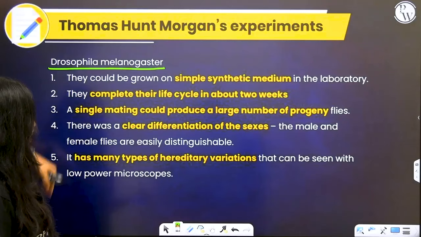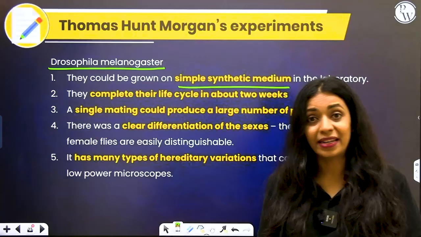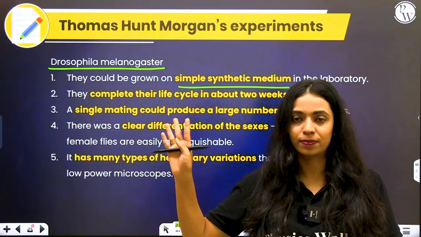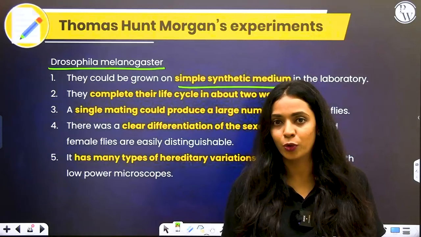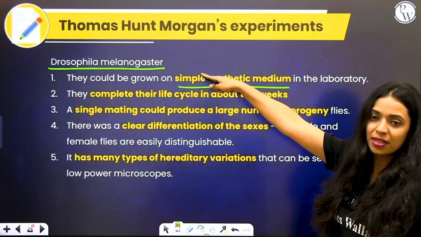What are the reasons why he chose this for his experiment? This is an important question for your board exams. They could be grown on simple synthetic medium. Whenever you're growing animals or bacteria or whichever organism for research, you will have to provide that organism with the nutrients that it requires, right? Because it cannot go hunting for food. It's in the laboratory. If you want them to survive so you can use them for your experiment, you have to give them whatever food it needs. What food it needs is given in the form of a nutrient medium. The nutrient medium that these flies required was very cheap and it was not very difficult to make. So that is one of the reasons why he used this as his experimental organism.